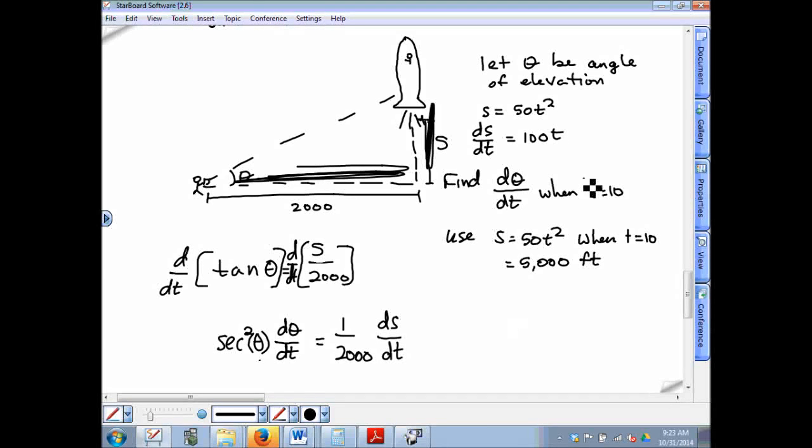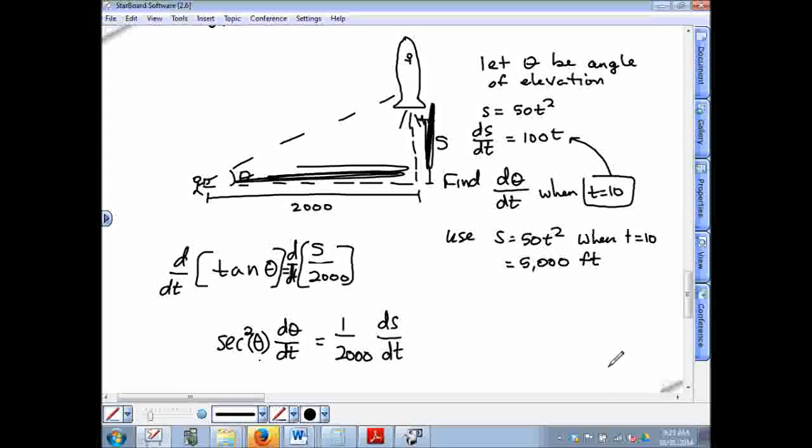It's 100t, and we also know t. T is 10, so we'll plug that 10 in there. But are we missing something here? What is it? We don't know theta. And if we don't know theta, we can't find d theta dt because we'd have too many unknowns. We can only have one unknown in this problem.